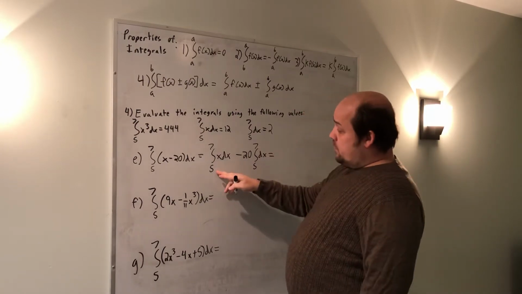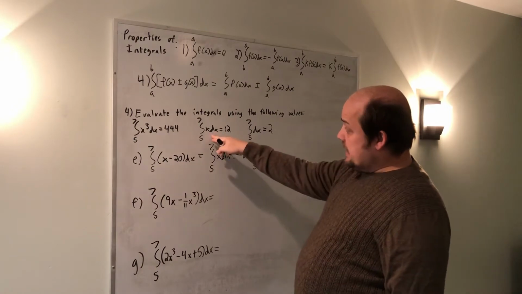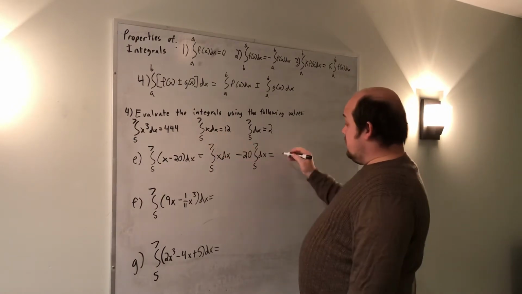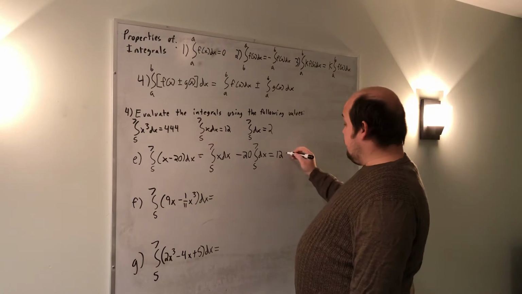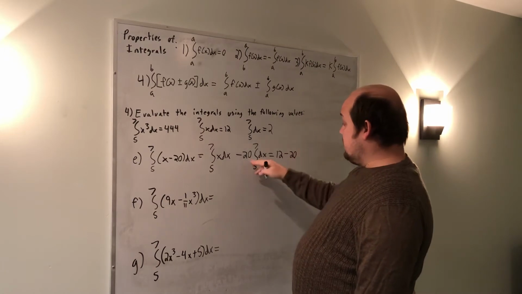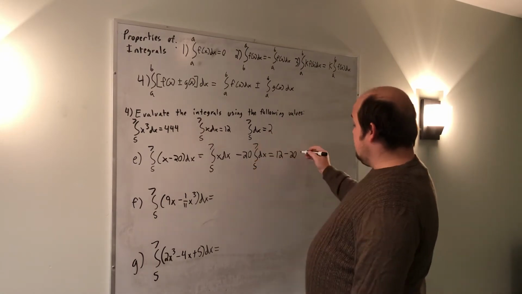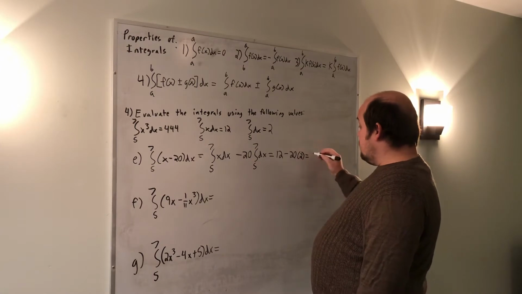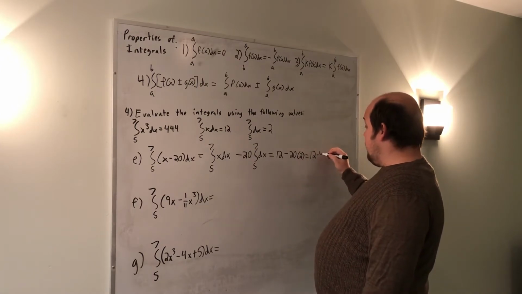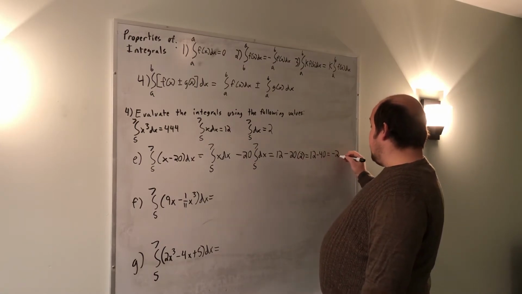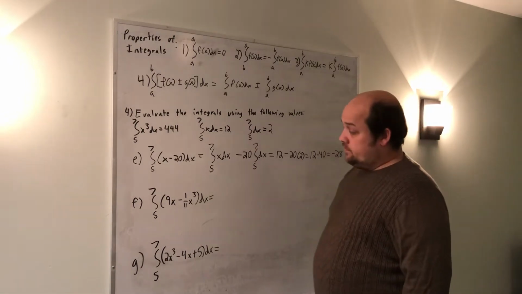When I do the first one, 5 to 7 x dx, that's exactly what I already have done up above. So I get 12. I'm going to subtract from that 20 times the integral from 5 to 7 of dx, which is 2. So this becomes 12 minus 40, which gives me an answer of negative 28.